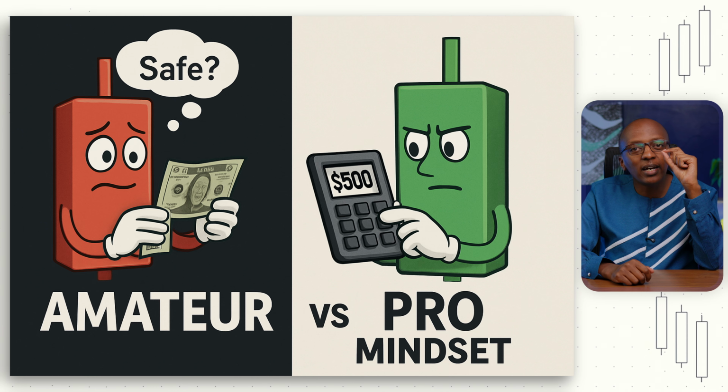But the professional trader flips the script. I need a 50 pip stop loss for this trade. That costs $5. To risk only 1%, I must have $500 in the account. I wait until I do. I learned this the hard way.